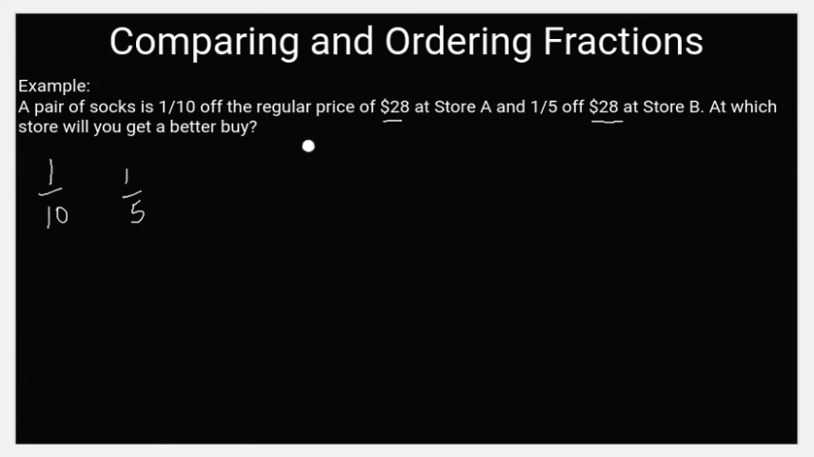Okay? And then if you want to use the other tip, you can just multiply this by 2. Multiply this by 2, you'll then actually have 2 over 10. So you can use the first tip here. Now you have the same denominators but different numerators. Which is a greater fraction? 2 over 10. Okay, so 2 over 10 of 28 will be more than 1 over 10 of 28.